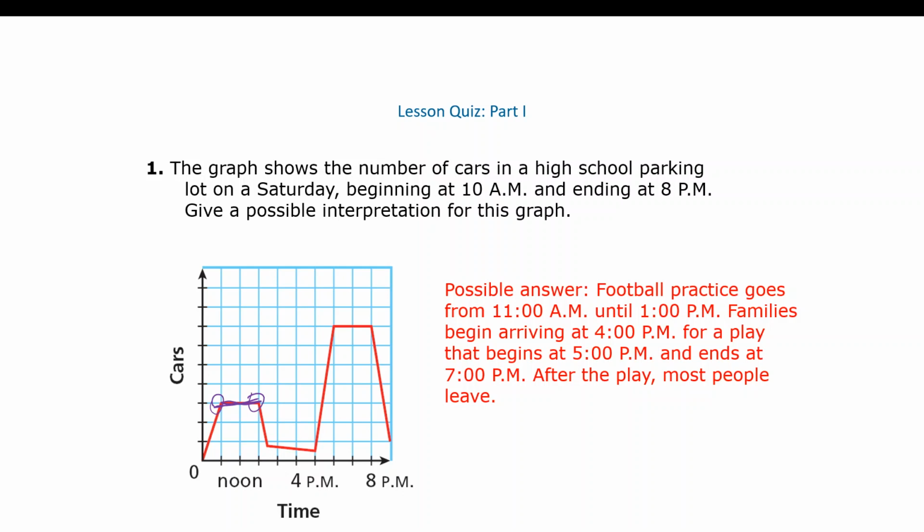Families begin arriving at 4 p.m. for a play that begins at 5. So we can see that there's not too many people in the parking lot here, but then the play starts at 5 and it ends at 7, and then after the play, most people leave. Now, some people might leave their car in the parking lot and go get pizza or something afterwards, so all of the cars might not be gone yet. This is just an example of something you could have come up with. You might have come up with something different. As long as it follows the same pattern, you're working out good.